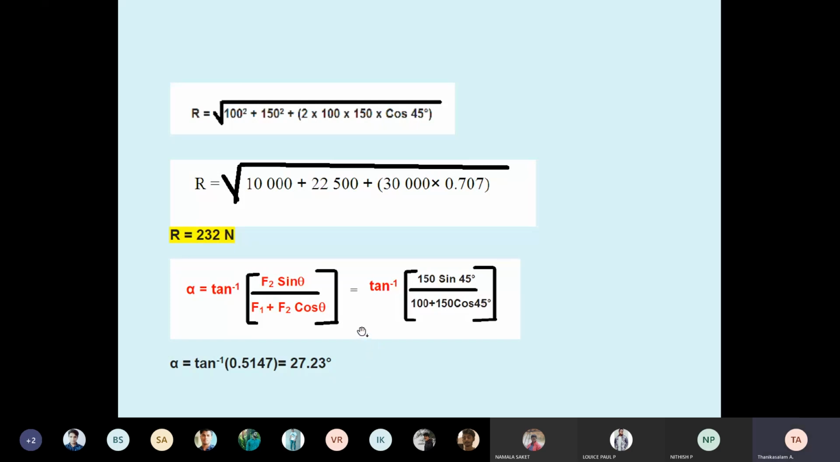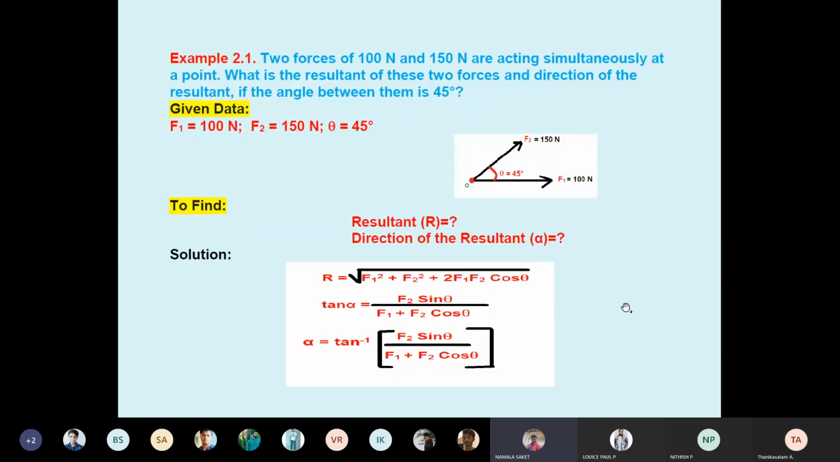Sajida, do you understand? Can you explain? In the question, they gave two forces, sir. Excellent. So we have to use the parallelogram law of forces. R equals under root F1 square plus F2 square plus 2 F1 F2 cos theta. And for finding the angle, tan alpha equals F2 sin theta by F1 plus F2 cos theta. If we substitute the values, we get the answer, sir.